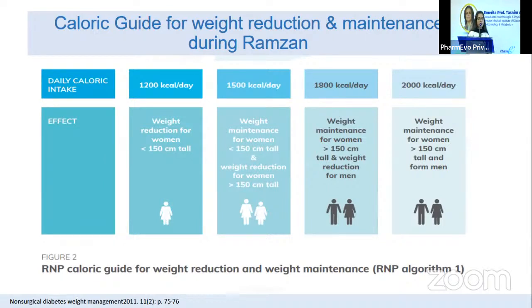And 1500 kilocalorie per day plan is for weight maintenance for shorter women who are less than 150, and weight reduction for women who are more than 150 centimeter. And then 1800 kilocalorie per day plan is for weight maintenance for taller women and weight reduction in men. And 2000 kilocalorie plan is for weight maintenance in men. I want you people to remember this.